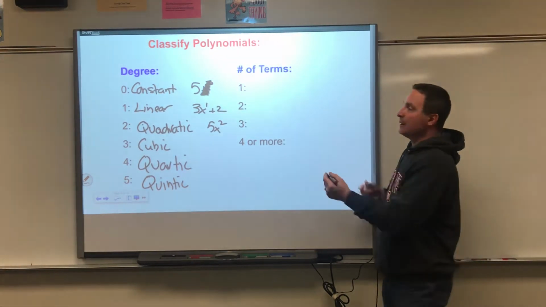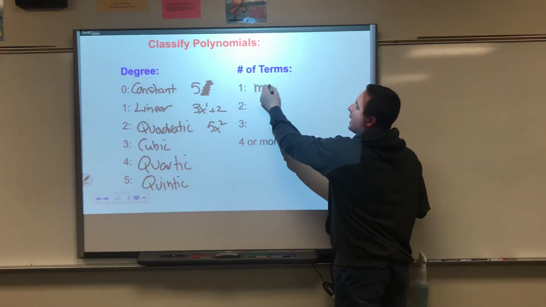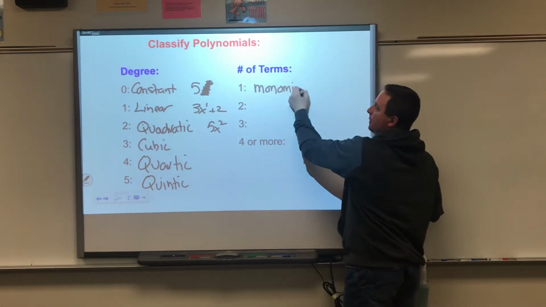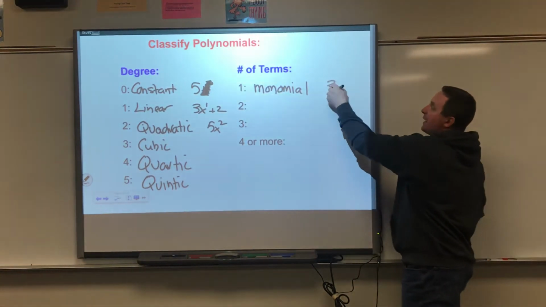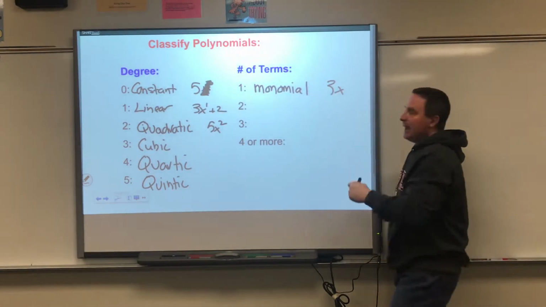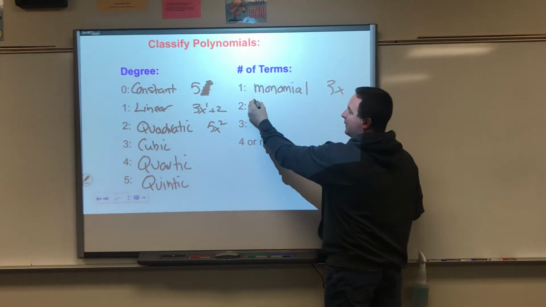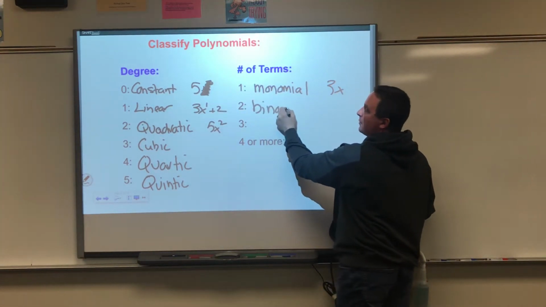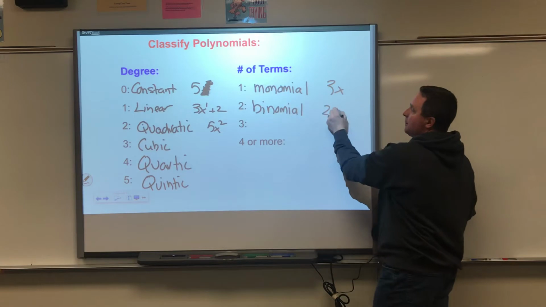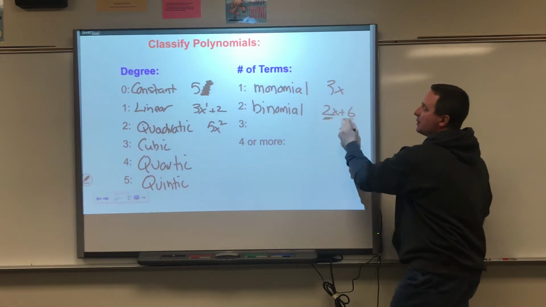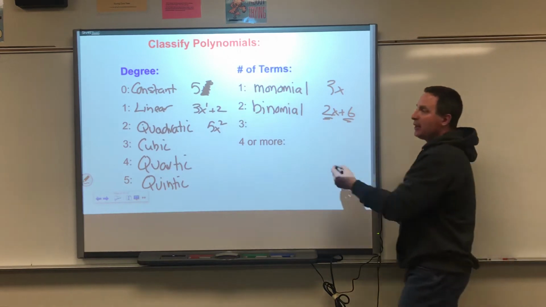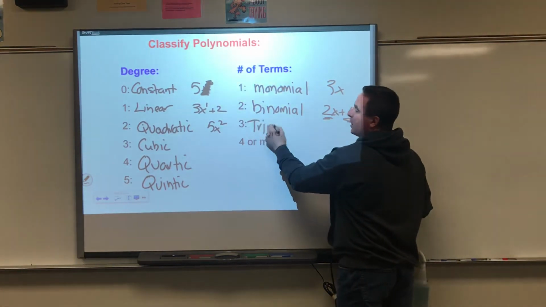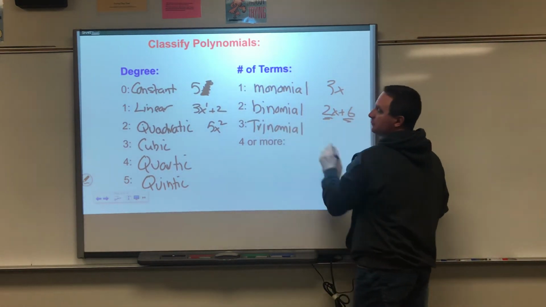We can also classify them according to the number of terms in the expression. If it just has one term, and we saw this before, it's called a monomial. Mono meaning 1. That's just like a 3x, just one term. And on the previous screen we saw another one. If it has 2 terms, it's called a binomial. Maybe it's 2x plus 6. There's 1 term and 2 terms. Bi meaning 2.